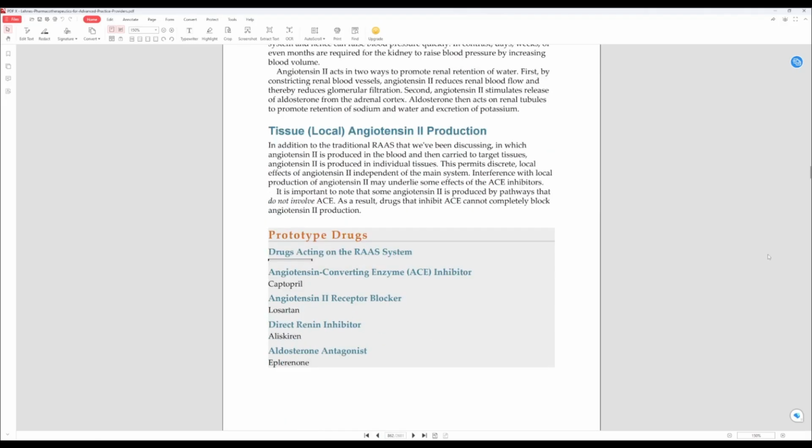Angiotensin 2 acts in two ways to promote renal retention of water. The first is by constricting renal blood vessels. Angiotensin 2 reduces renal blood flow and thereby reduces glomerular filtration. Second, angiotensin 2 stimulates the release of aldosterone from the adrenal cortex. Aldosterone then acts on the renal tubules by promoting the retention of sodium and water and excretion of potassium.